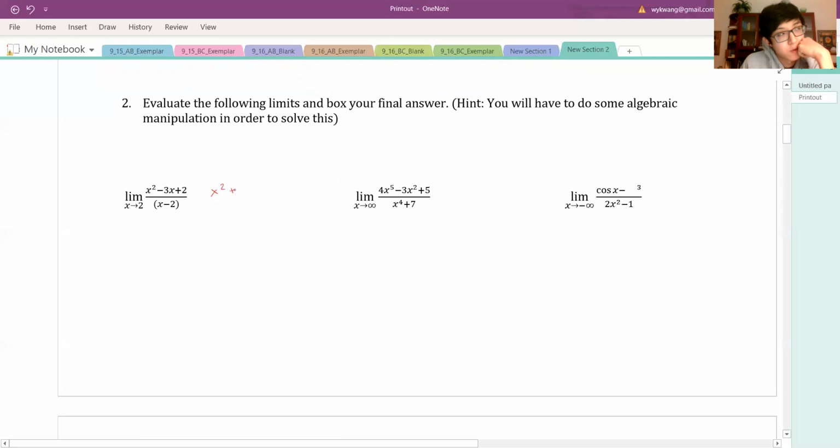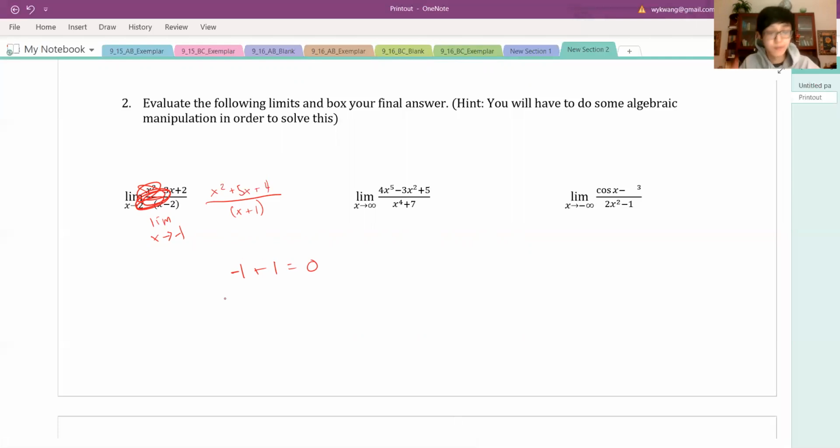Let's do x squared plus 5x plus 4 over x plus 1, as x approaches -1. Okay, so you'll notice right here, we plug in -1, right? If I plug in -1, I'm going to get -1 plus 1 in the denominator, which is equal to 0. Well, that's very bad. Whenever we have 0 in the denominator, that is very bad because that means the function is undefined, and we do not want that. We want to see if we can avoid that.